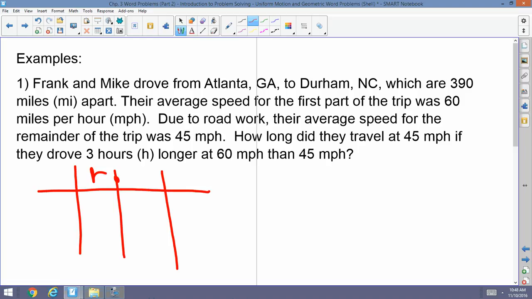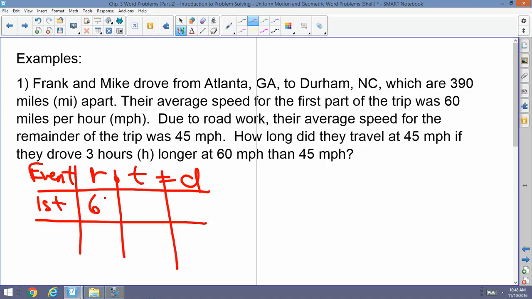Rate times time equals distance. And I have the event here. We have 2 things going on here, right? They're going from Atlanta, Georgia to North Carolina. It's 390 miles apart. But there's 2 parts of the trip. The first part of the trip, they were going really well at 60 miles per hour. So the first part of the trip, I'm traveling at 60 miles per hour.